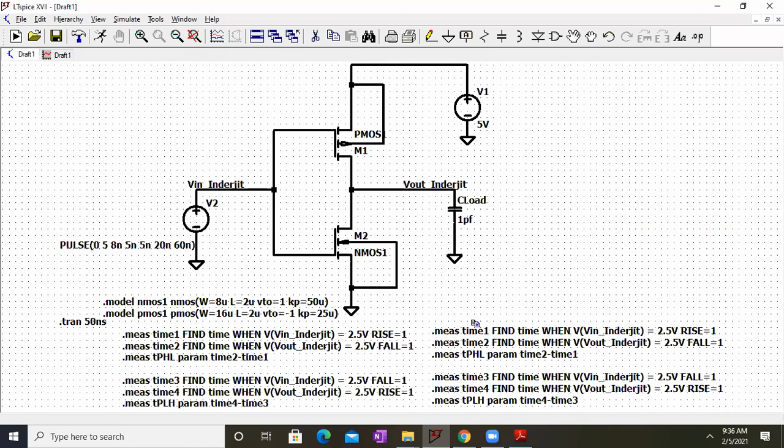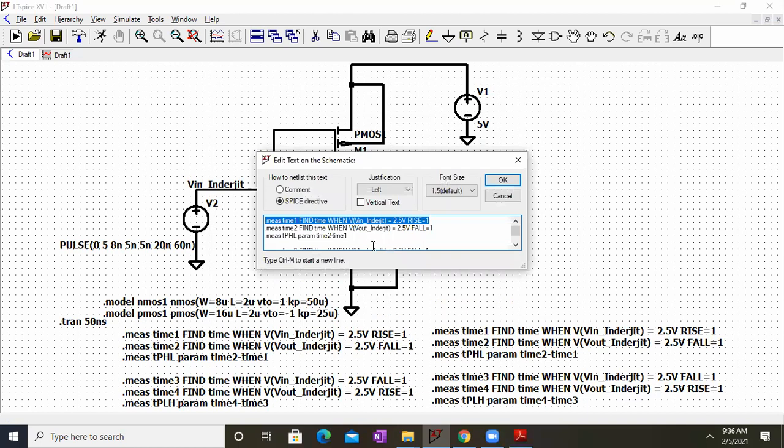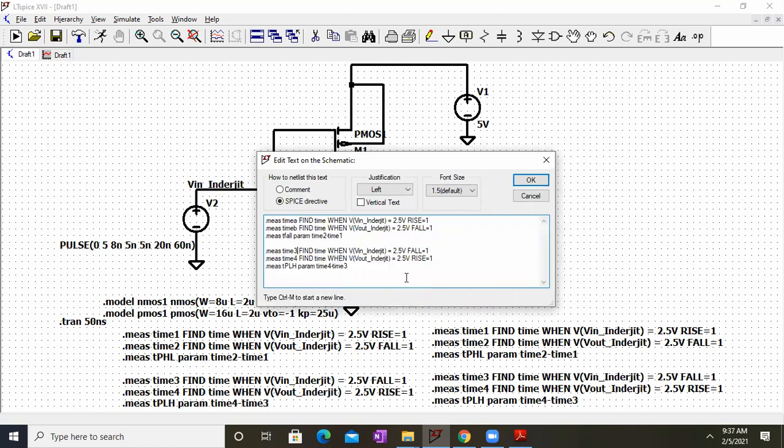I'll call this time A and time B, and this will be fall, T fall. And let me say this is time C and time D, and this will be rise. So the rise time and fall time we have to determine over here. So this will be time D minus time C.